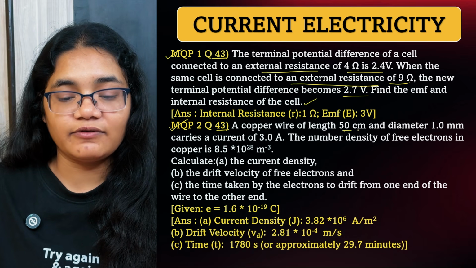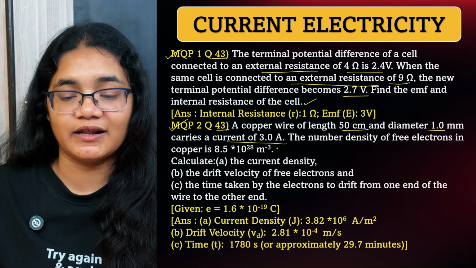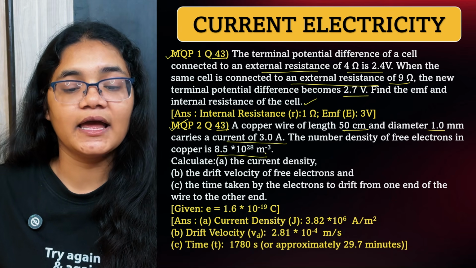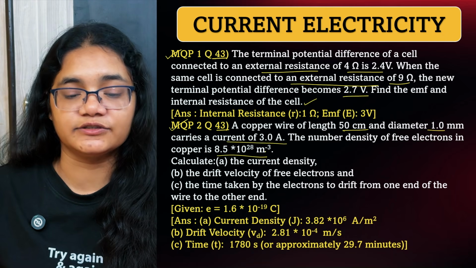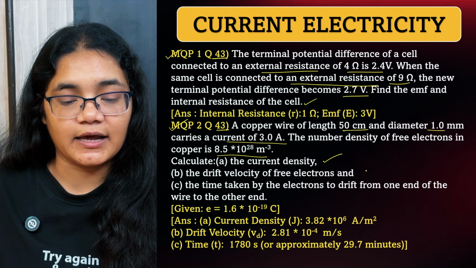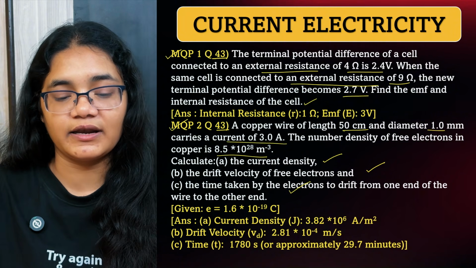Next, a copper wire of length 50 cm and diameter 1 mm carries a current of 3 ampere. The number density of free electrons in the copper is 8.5 into 10 to the power of 28 per meter cube. Next, you have to calculate current density, drift velocity and the time taken for the electrons to drift from one end to the other end.